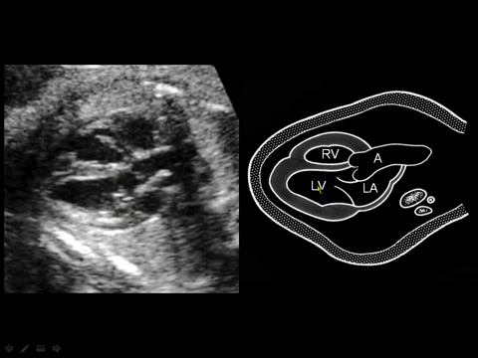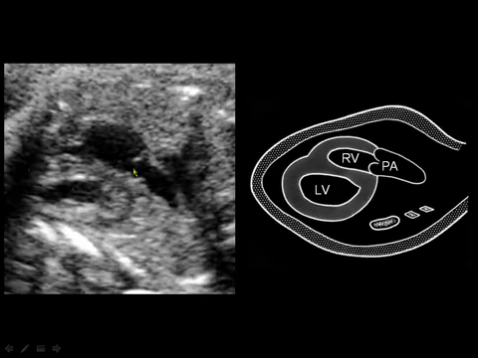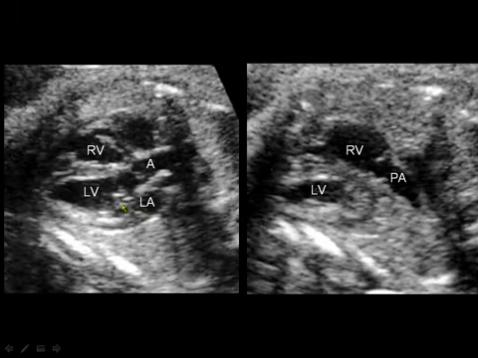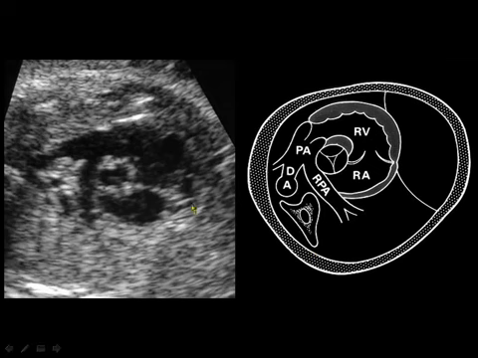This is the LVOT view, left atrium, left ventricle, aorta, and this is the RVOT view. And then the most important thing is that these ventricular outflow tracts cross each other. So usually we see the left ventricle, and then the aorta is opposite to the direction of the left ventricle, going away from that, and then the pulmonary artery is going away from the right ventricle, and they cross each other. When you sweep, you will see that they are crossing each other.